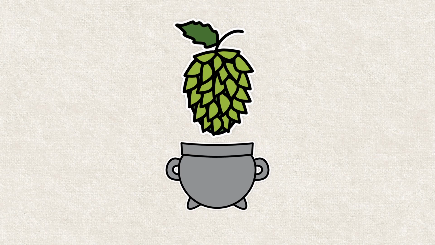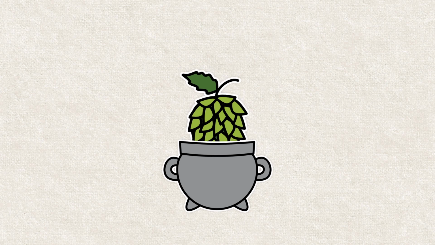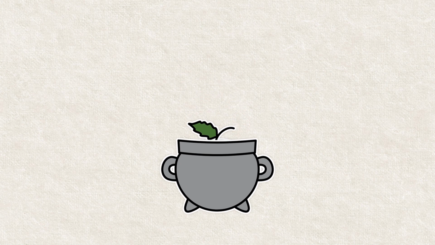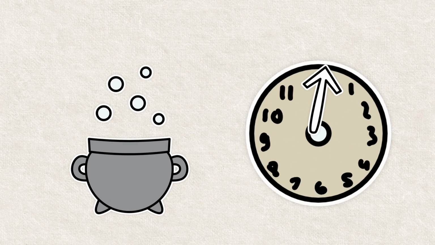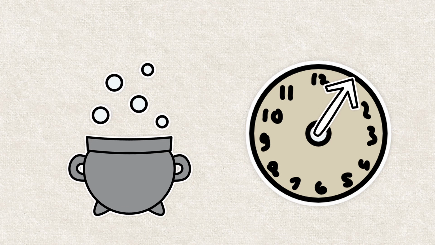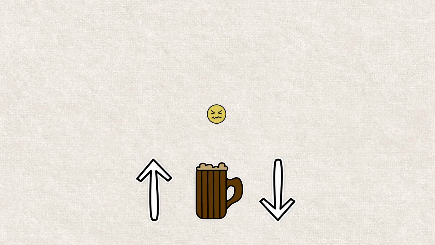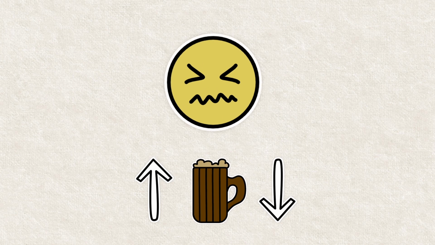Next, the hops are added to the wort. Hops are a type of plant that adds flavor and bitterness to the beer. The longer the hops are boiled in the wort, the more bitter the beer will be. Some beers are very bitter, while others are sweeter.